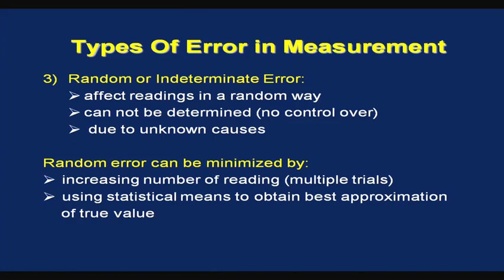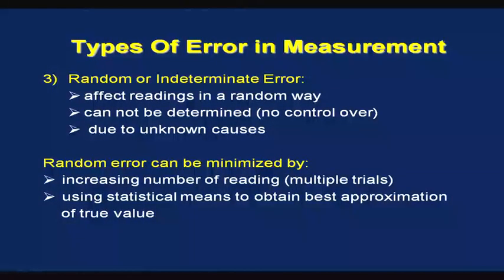Next, let us come to random or indeterminate error. As the name suggests, the random errors affect readings in a random way. So, unlike systematic error, which affects all the readings in a systematic fashion, random errors affect readings in a random way. It cannot be determined easily. We do not have any control over random errors, and these are due to unknown causes. So, causes for random error are not always easily known.